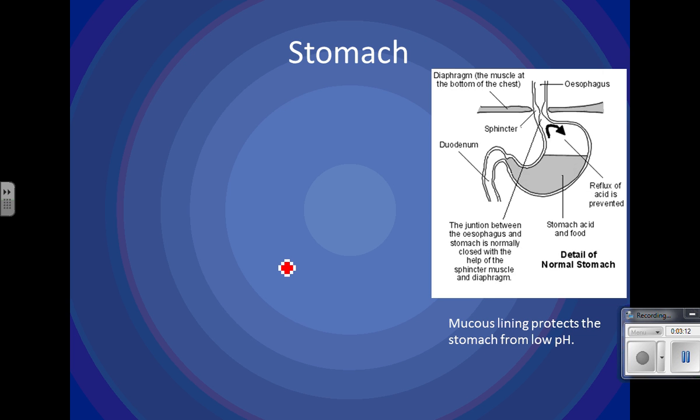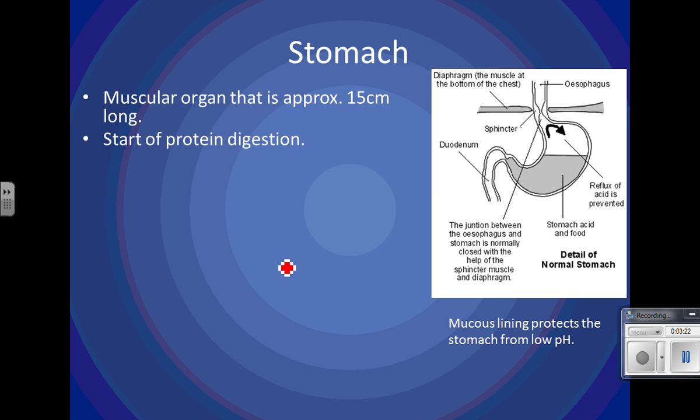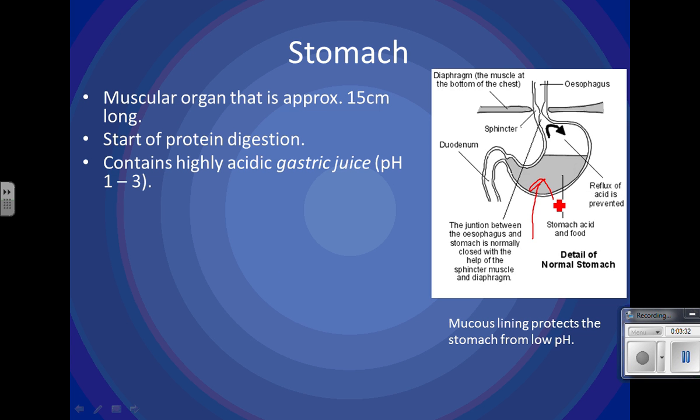All right, so here's the stomach. Now, basically, it's like a long bag. It's a muscular bag though, so it's not floppy. It's controlled, and it's about 15 centimeters long. This is where protein digestion, chemical digestion starts, and this juice here is highly acidic. It has a pH of 1 to 3, and that's called gastric juice.